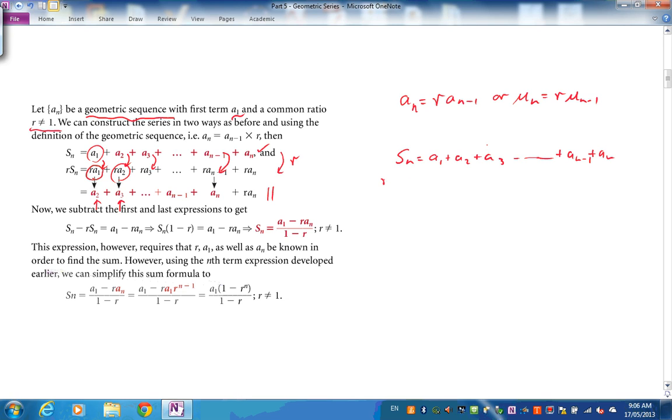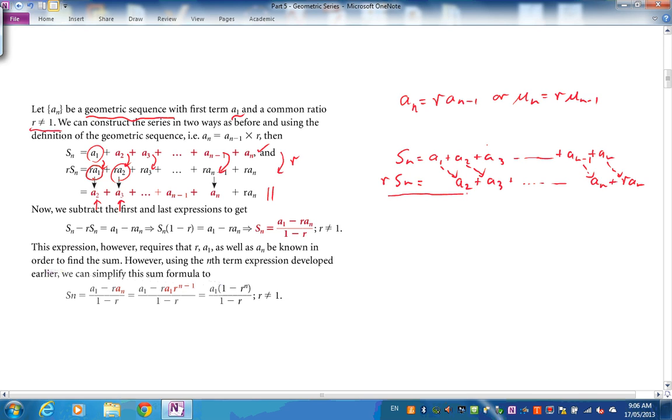But when you multiply it by r, let's have a look now. If you multiply it by r, we've got a2. Let's line them up. a1 becomes a2, a2 becomes a3, and a(n-1) is going to become an, and then you'll have on the end ran. They've all been displaced, haven't they? Multiply by r and it becomes the next term, so a(n-1) becomes an.